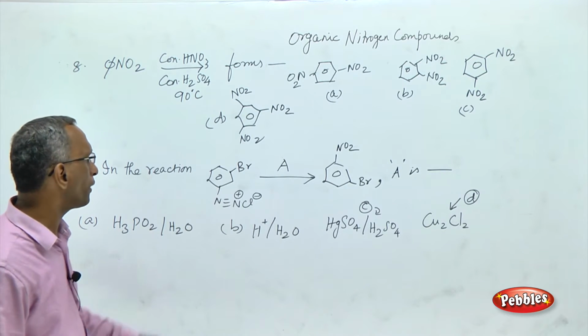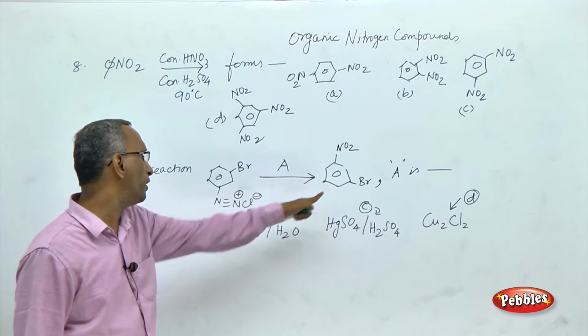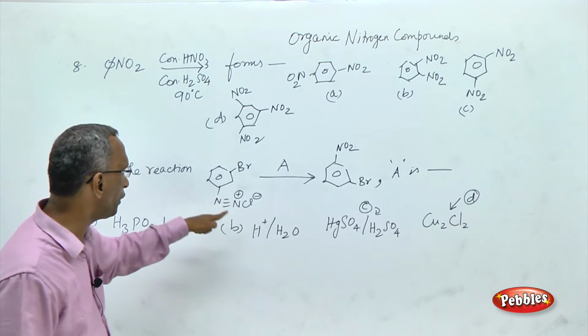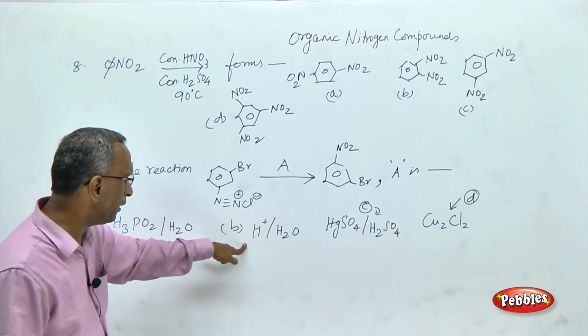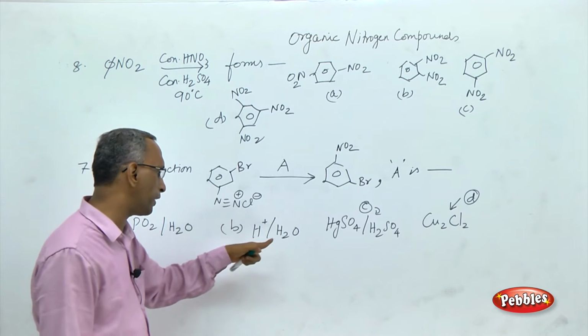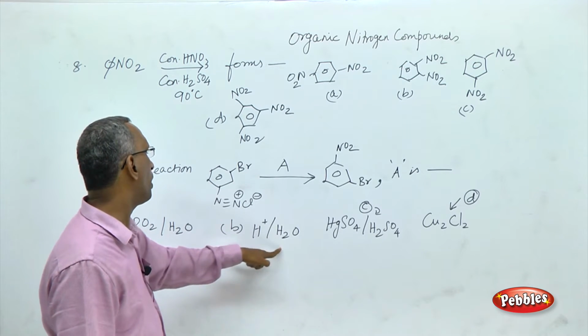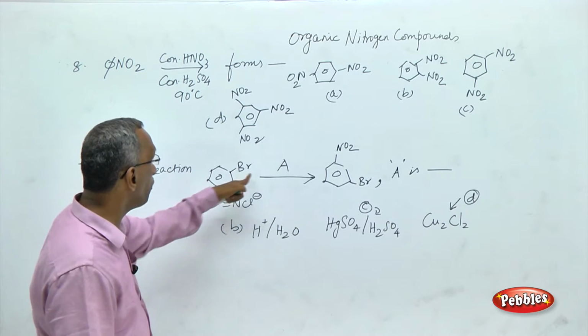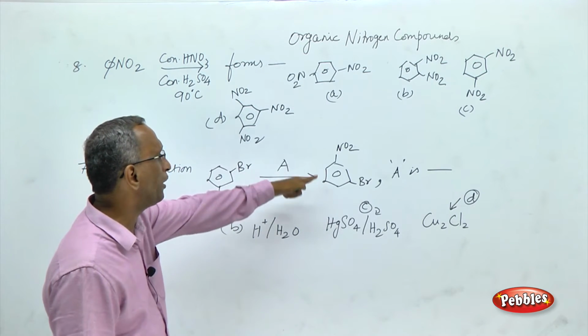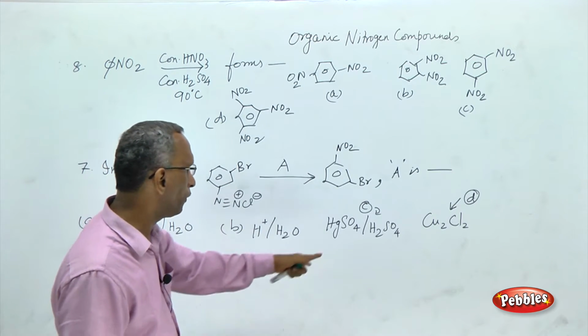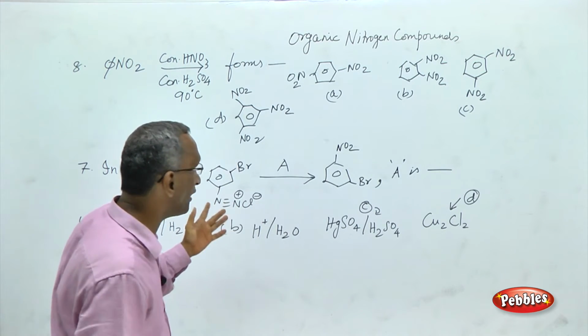If it removes the azo group, only bromobenzene forms. On the other hand, if you just heat this one, it will give rise to bromo. Second choice: if it is heated with any acid in the presence of water, it will give rise to bromobenzene. It is not bromobenzene, it is meta-nitro-bromobenzene. If the third choice is used, hydration is taking place.